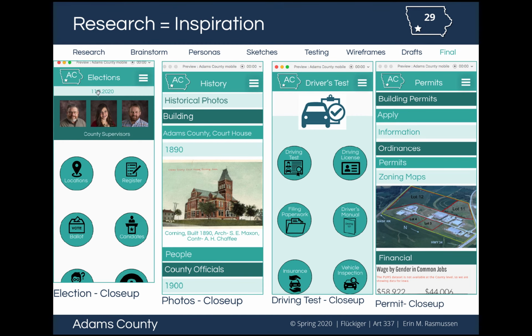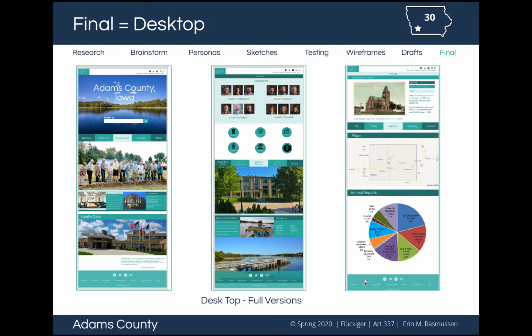So this is the top of the election. So this is the election information. And then the rest of the page would have education or things that kind of went to that area on the flowchart. And then here's the photo one, and the driver test, and the zoning one. And then these are the desktops. They're just smaller. But this is the whole desktop screen.